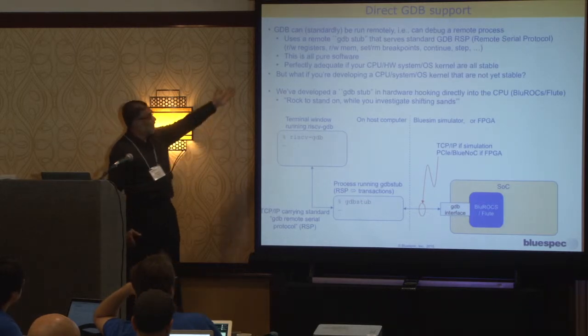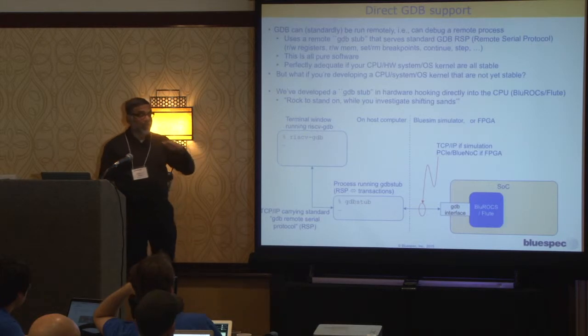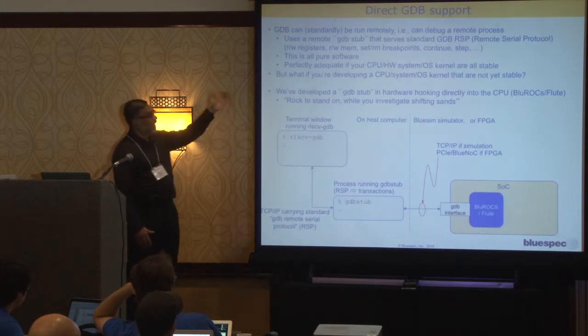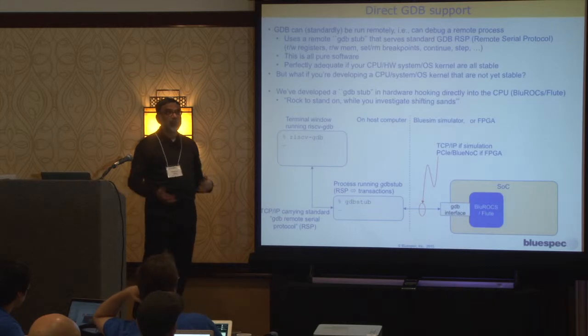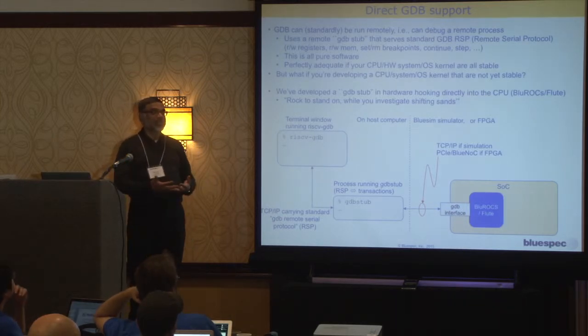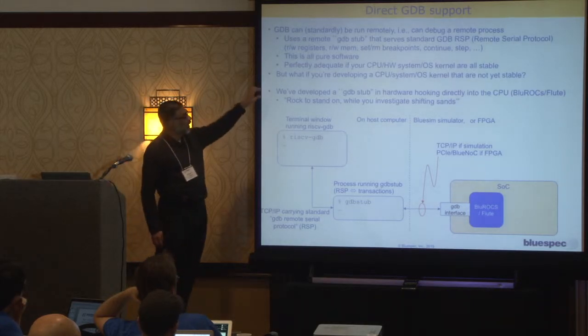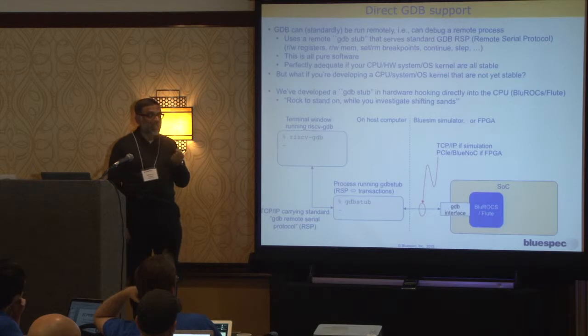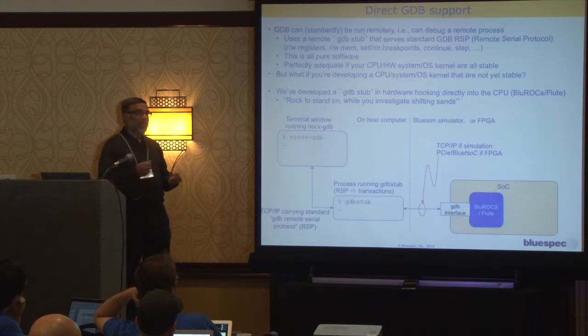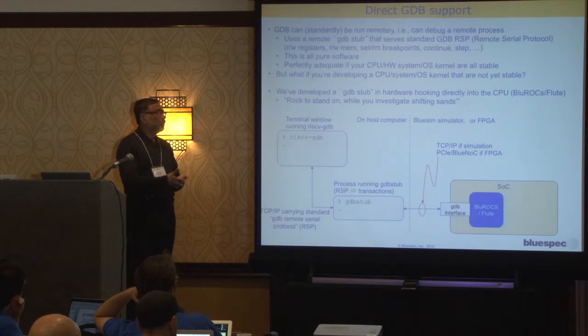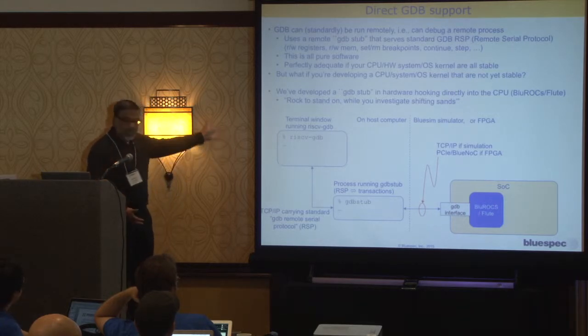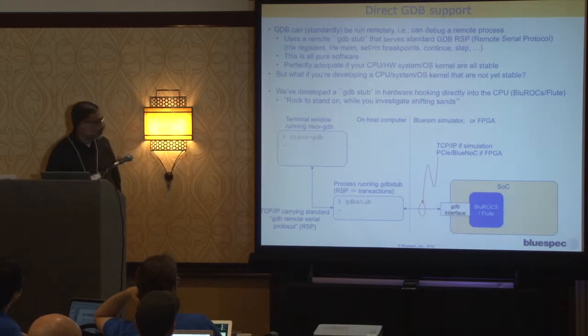It's perfectly adequate if the rock you're standing on is stable, namely your CPU, your hardware system, your OS and so on. But as you're developing the CPU itself or the OS itself, things can get a little rocky out there. So what we've done is essentially create a GDB stub server in hardware, in BSV, that plugs in directly into each of those 2 BSV CPUs, BlueRox and Flute, so that you can directly run the same standard GDB and the remote service here. So that's one thing over here.